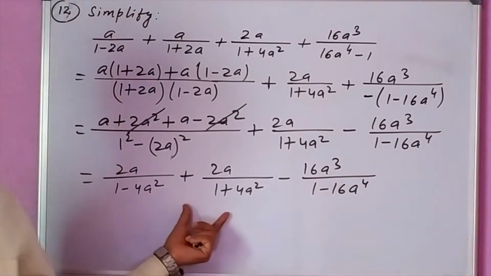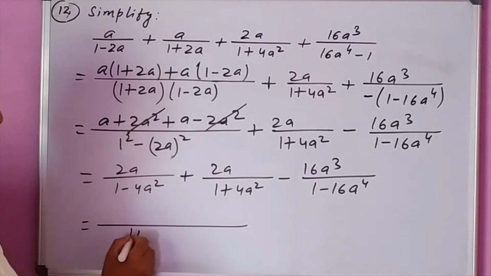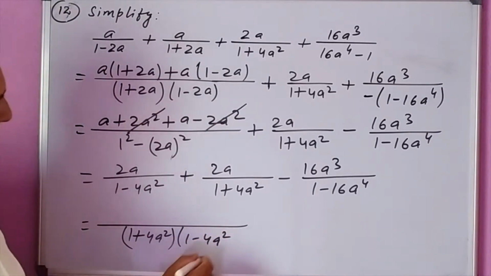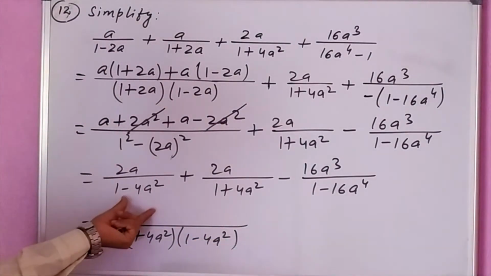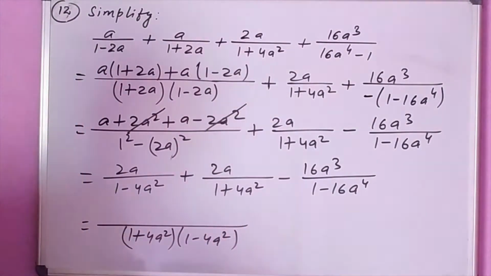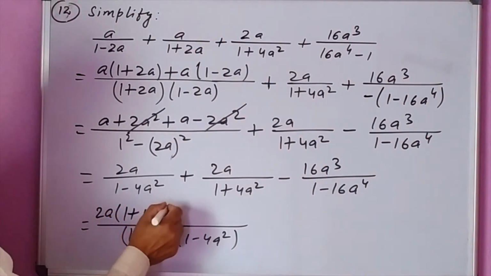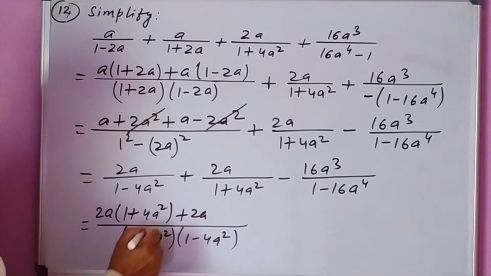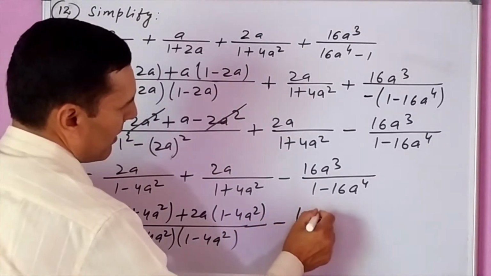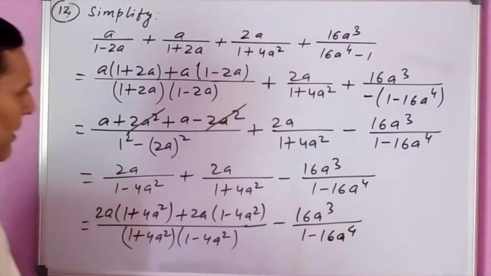Now we take the LCM in these two terms. So what is the LCM? 1 plus 4a square times 1 minus 4a square. First denominator 1 minus 4a square, second denominator 1 plus 4a square. So while taking the LCM, we have to write both. So this 2a is multiplied with 1 plus 4a square, and the other 2a in the second term is multiplied with 1 minus 4a square, and minus 16a cube upon 1 minus 16a to the power 4. The last term stays as it is.